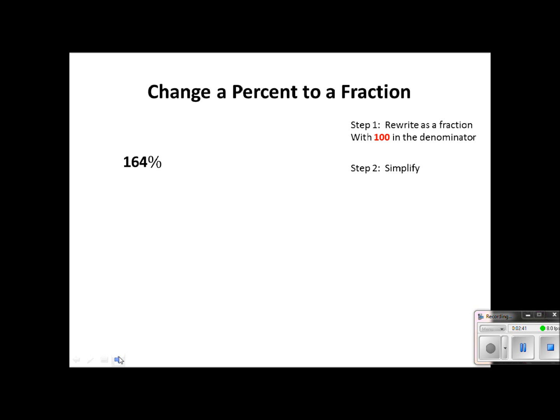164%. Hopefully you guys have this pattern down. The first thing I'm going to do is rewrite it as 164 over 100, and then I need to simplify. The greatest common factor of 164 and 100 is 4, so I'm going to divide the numerator and the denominator by 4, and that would give me 41 over 25. And this is improper. I want you in this chapter to write these as mixed numbers, so I can take one whole 25 out of 41, and if I subtract 25 from 41, that will leave me with the remainder of 16. So rewriting this, it would be 1 and 16/25.